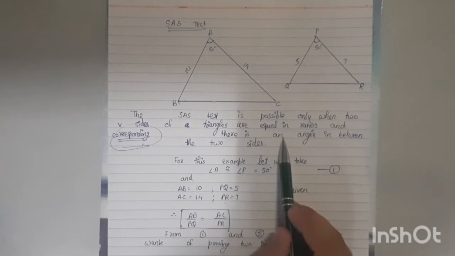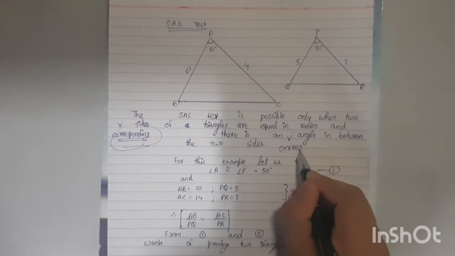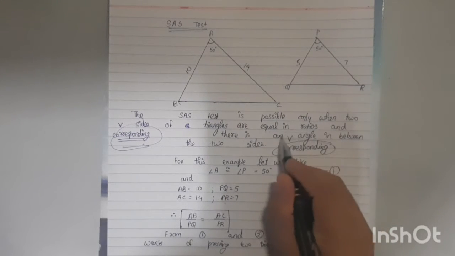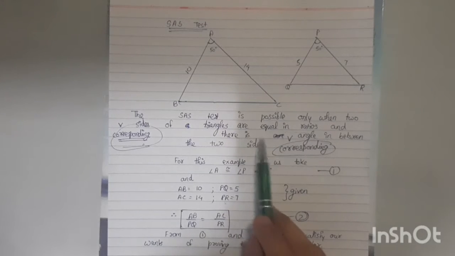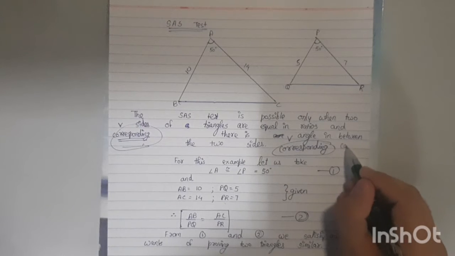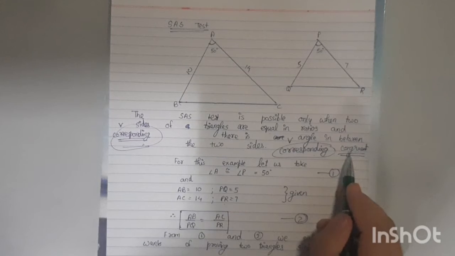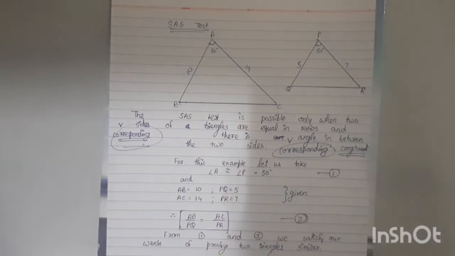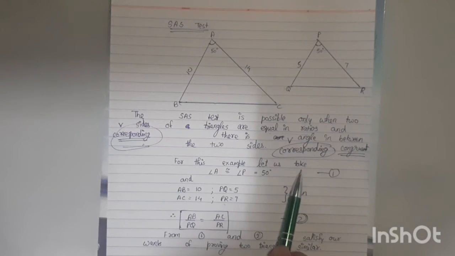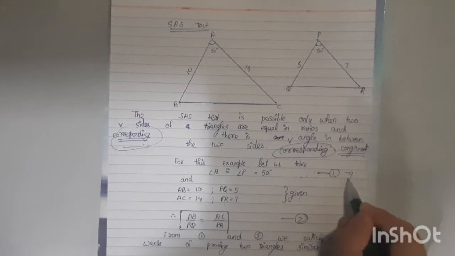And there is an angle, sorry, here also the word corresponding is important. There is a corresponding angle in between the two sides which is congruent. Yes, these two words are important, corresponding and congruent. Okay, so let's start with this example. For this example, let us take that this information is given. This is also given.